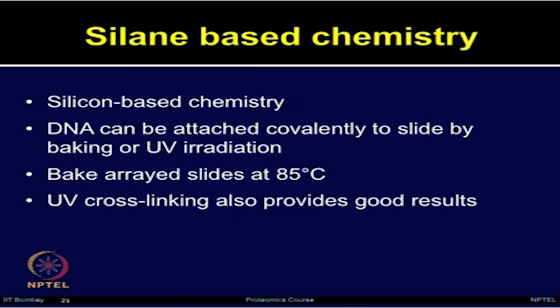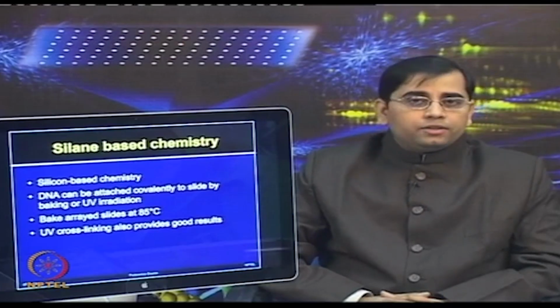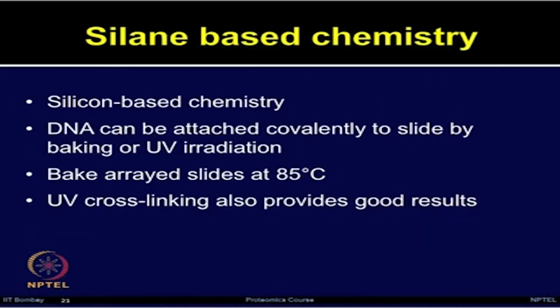So, silicon based chemicals contain two types of group, the inorganic groups such as alkoxy group like methoxy or ethoxy, or organofunctional groups such as amino, epoxy, vinyl, etc. So, the DNA can be attached covalently on the glass surface by baking or UV irradiation. One can bake the arrayed slide at 85 degrees. Also, UV cross linking is a popular method which also provides good results for DNA immobilization.